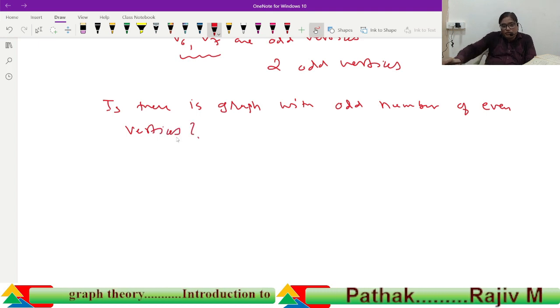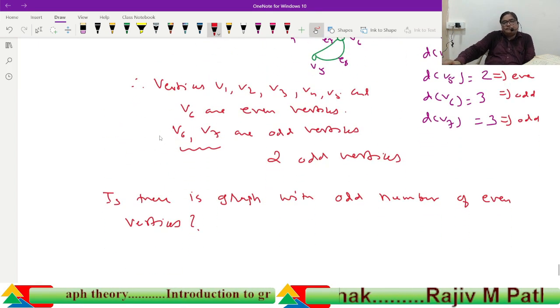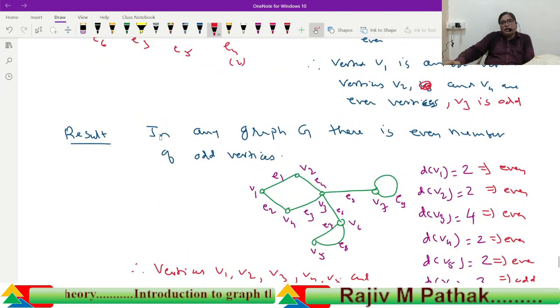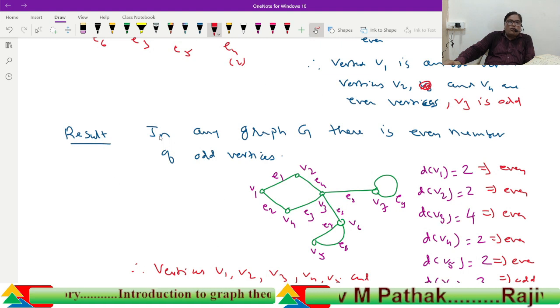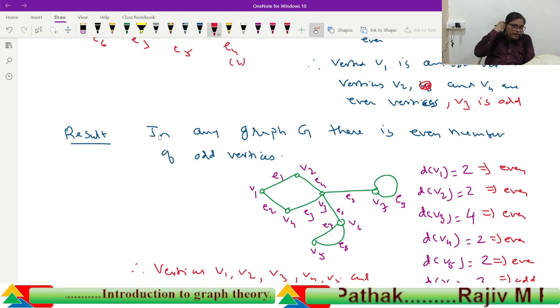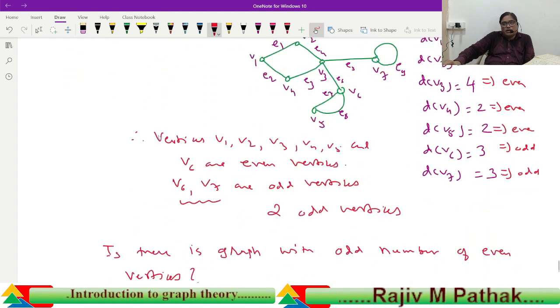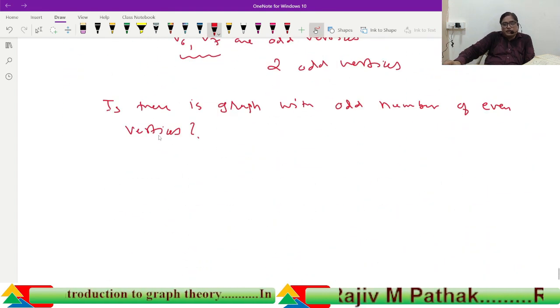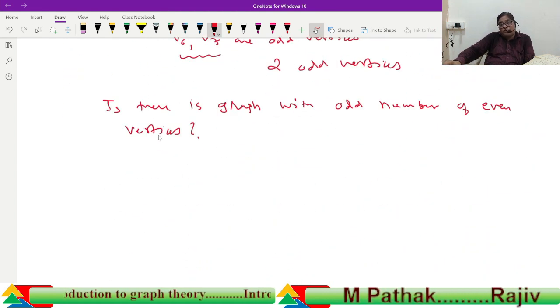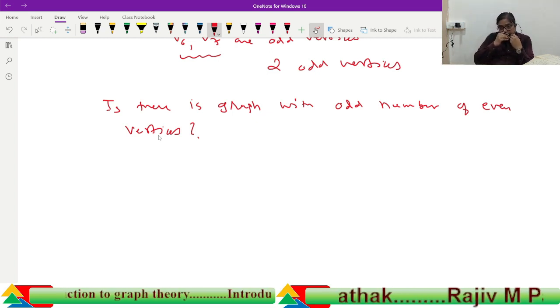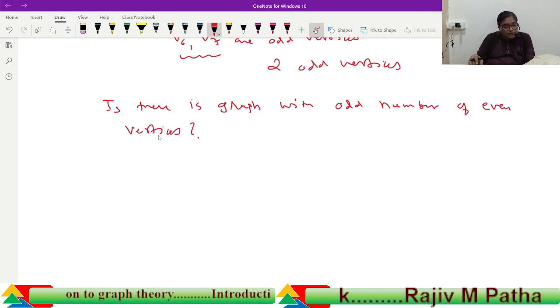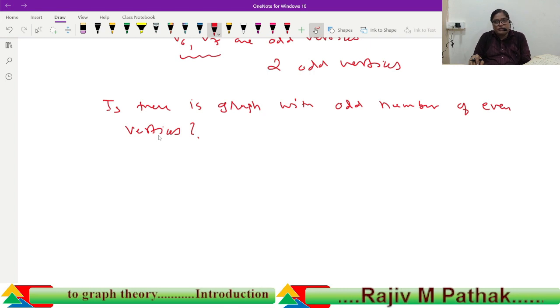This is the question: is there a graph with an odd number of even vertices? What was the result? In any graph G, there is an even number of odd vertices, which we just verified, and this is a universally true result. So let's think over it. Is there a graph with an odd number of even vertices?